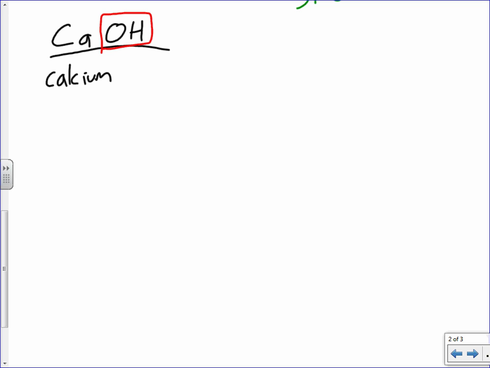Okay? You should have a sheet. It's a list of polyatomic ions. If you see a polyatomic ion, like OH right here, all you need to do is use the name. Okay? OH is hydroxide, so this is calcium hydroxide.